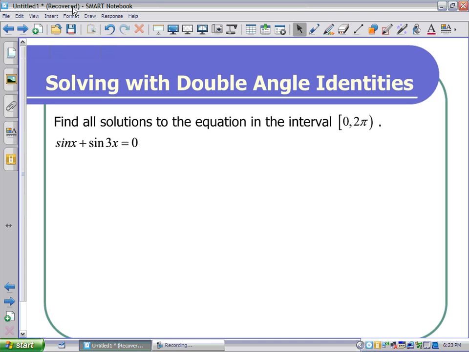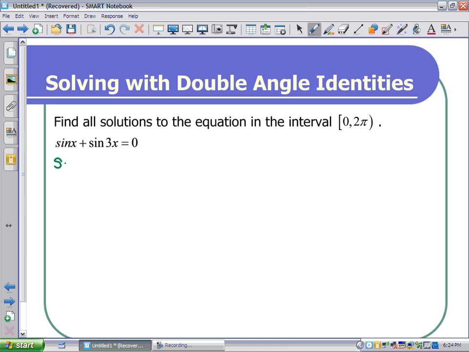Solving with double angle identities, this is example number 2. Here we have sine x plus sine 3x is equal to 0. So we're going to try and get where we have just sine x's over here so that we can solve. So starting out, I'm going to look to replace sine 3x using our sum and difference identities.